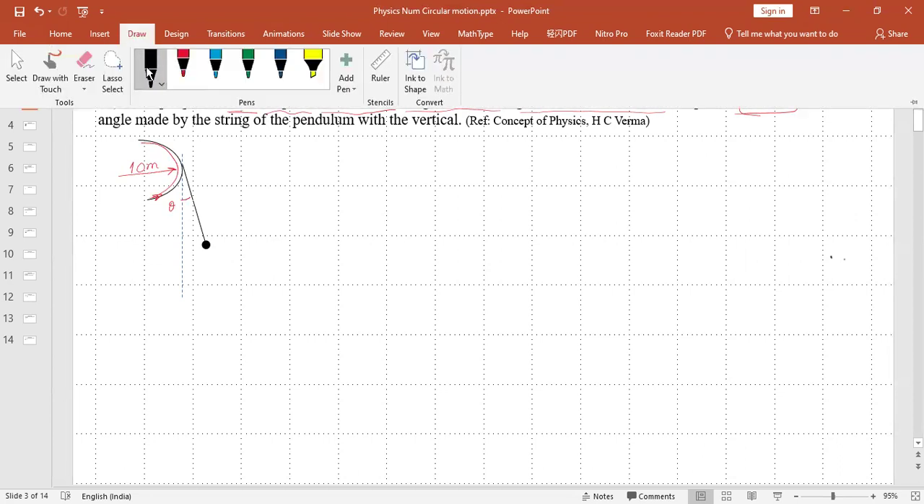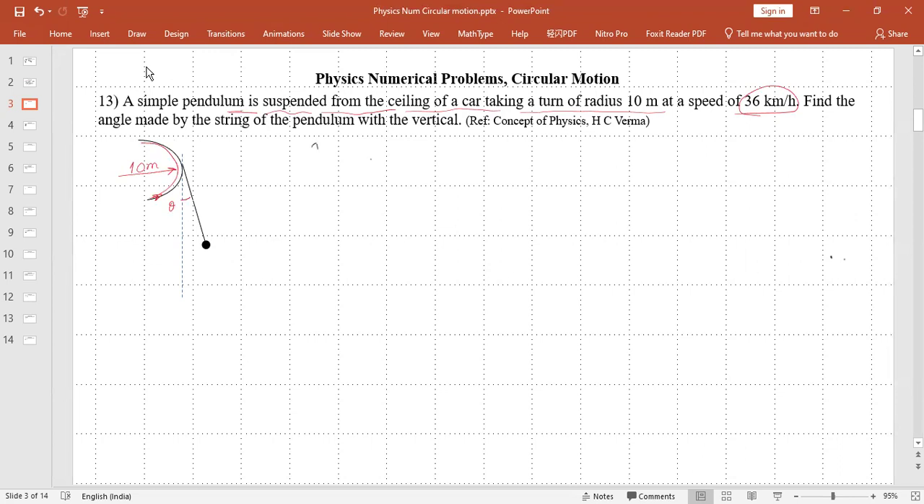So let's solve this problem. First, this velocity V is 36 kilometer an hour. We convert it into the MKS system. This is equal to 36,000 meter divided by 1 hour, which makes 3600 second, and that is equal to 10 meter per second.